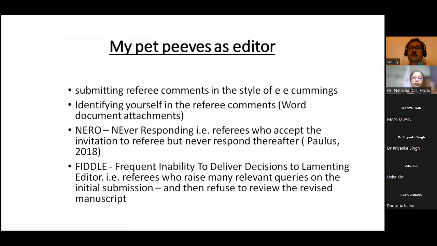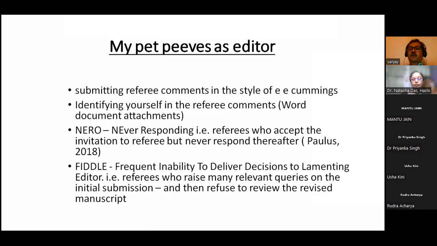The other thing is Nero, and this neuropathologist Paulus, who was editor of Journal of Neuropathology, if I remember, Neuropathology. He says Nero is a problem. The never responding referees. Referees who accept the invitation to referee but never respond thereafter. I was inspired by the word Nero and I created the word fiddle. And fiddle is frequent inability to deliver decisions to lamenting editor.